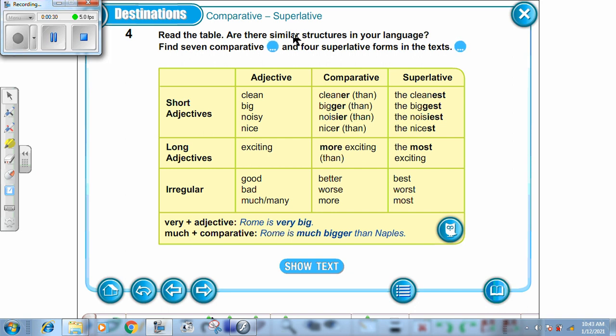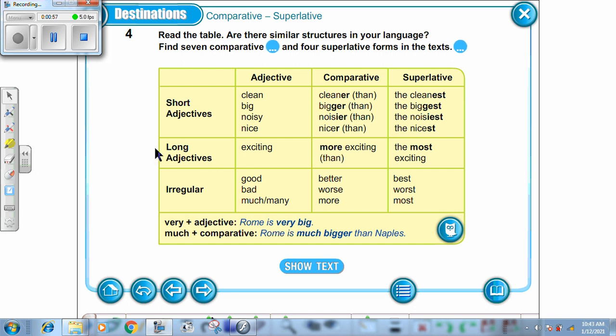Okay, let's first start. What is the meaning of the word adjective? The adjective is a word that describes a noun. When I say Ahmed is tall, so tall here describes Ahmed. Okay? I have short adjectives and I have long adjectives.